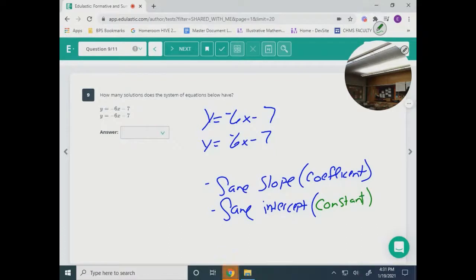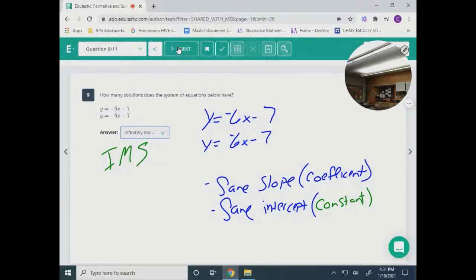Okay, same slope, same constant. That means we have infinitely many solutions. If you do this drop down, I just want to see what the options are here. One solution, no solutions, or infinitely many? Infinitely many. Boom. Nice job.